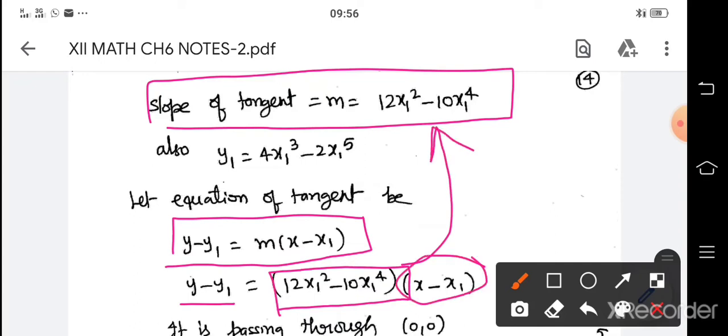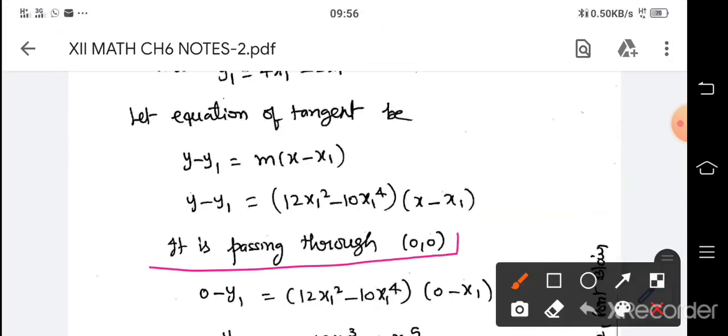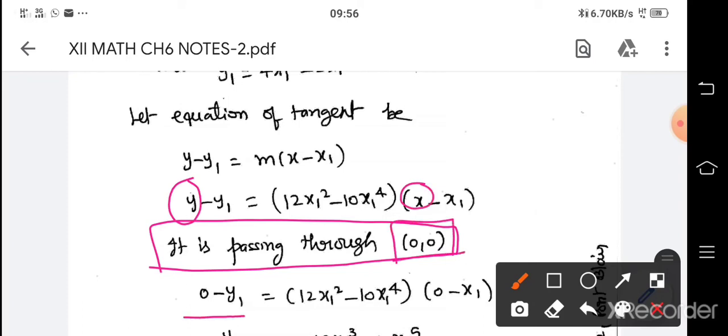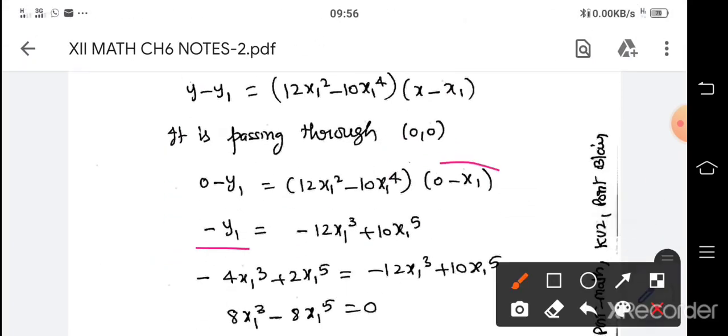Into x minus x1. But we know that the tangent is passing through the origin. That means instead of y and x, you can substitute this point (0, 0). So 0 minus y1 is equal to 12x1 square minus 10x1 power 5, as it is substituted, times (0 minus x1). Then try to simplify it. Minus y1 is equal to minus x1 multiplied into the bracket, then you get this one.